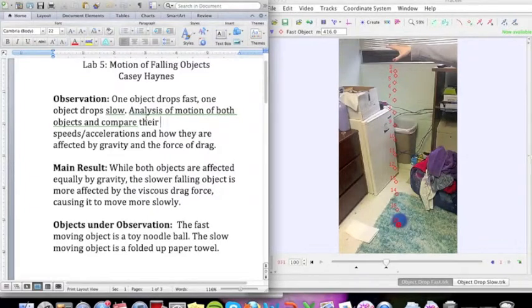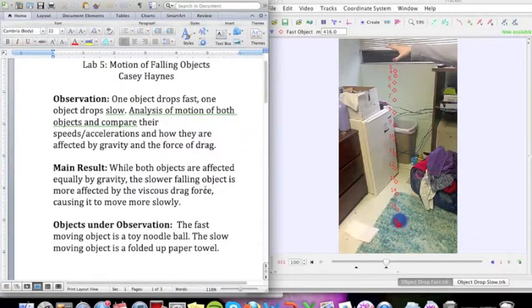Alright, so my name is Haynes and this is Lab 5, the motion of falling objects. The observation that we're making is that we're going to observe one object dropping fast, which I chose to be a toy ball, and one object dropping slow, which is a paper towel folded up. And in the analysis, we're going to analyze the motion of both objects and compare their speeds and accelerations and how they are affected by gravity and the force of drag.